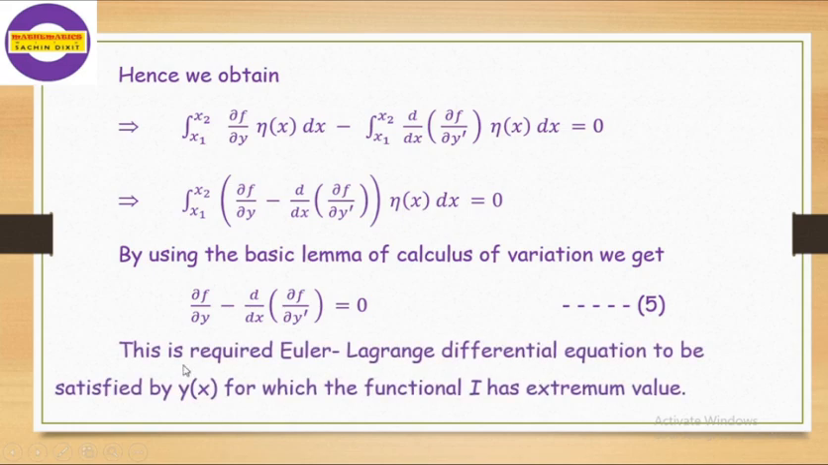And this equation is called the Euler-Lagrange differential equation, which is to be satisfied by y(x) for which the functional I has an extreme value.